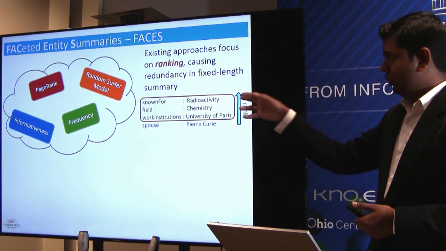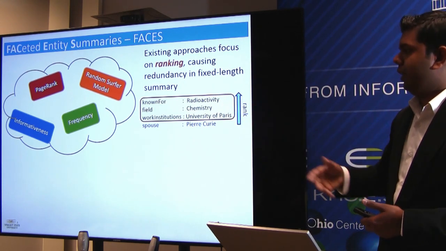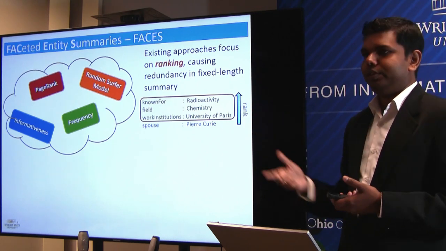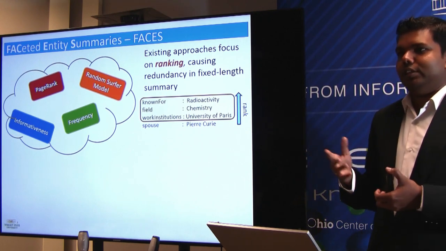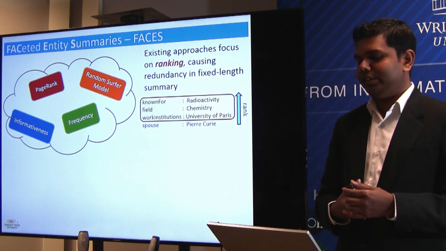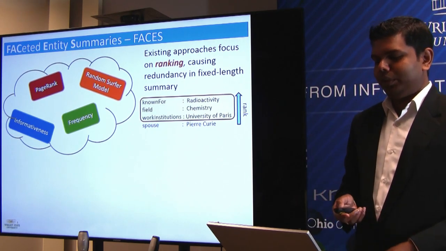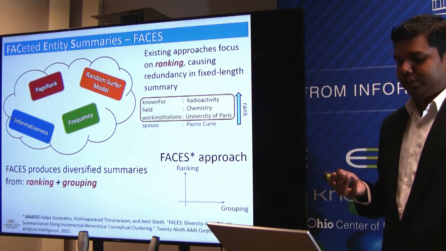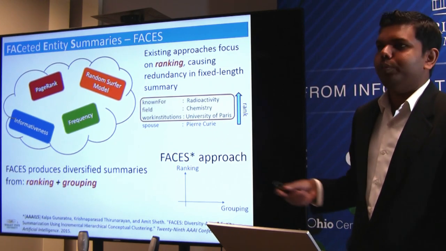But the problem is, you see the example here. So let's say this is a sample of facts for an entity, actually for Marie Curie. But if you rank and then pick the top three from these four facts, they tend to be more related to each other. So given the conciseness of entity summaries, if you only do the ranking, we may be missing something. So what we are missing is the coverage or comprehensiveness. So instead of only doing ranking, we do grouping as well.